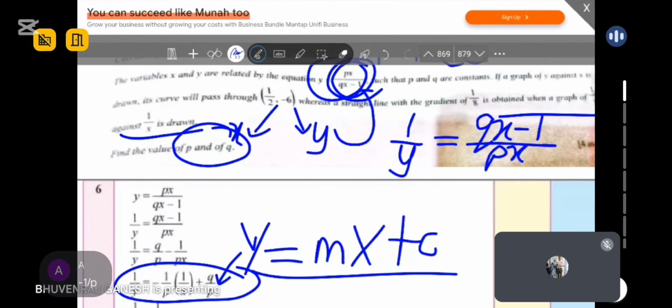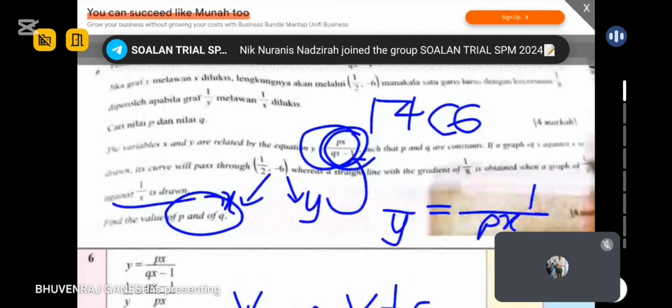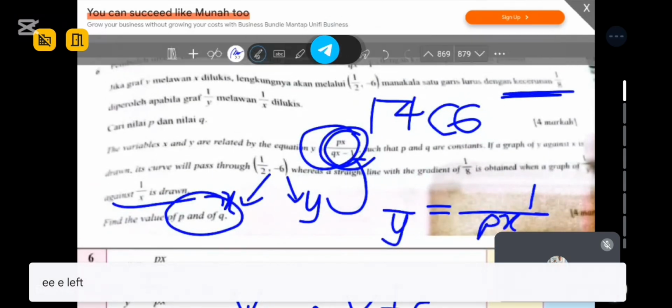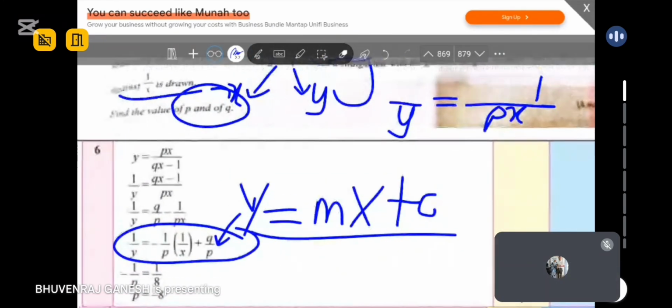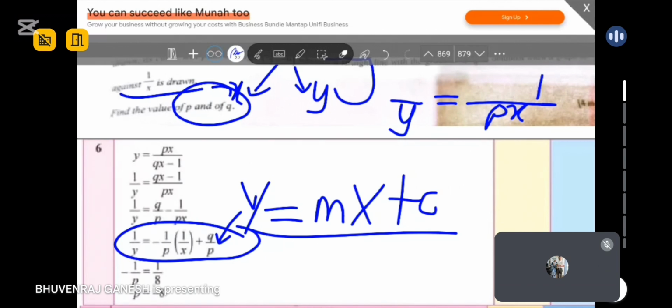And negative 1 over p is equal to what, guys? It is equal to 1 over 8, because the question already tells you the gradient is 1 over 8. So another piece of information comes out. You have negative 1 over p equal to 1 over 8, so you can get p equal to negative 8.